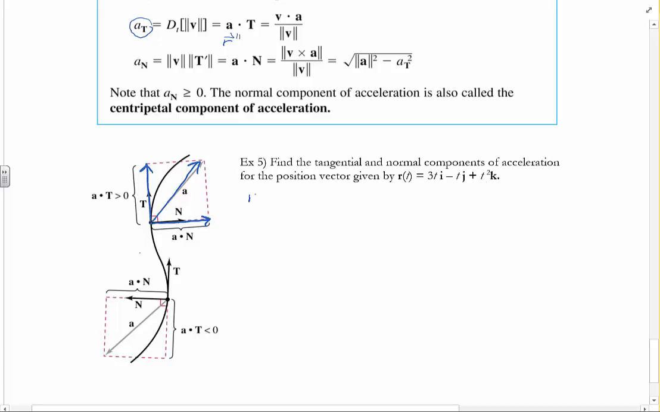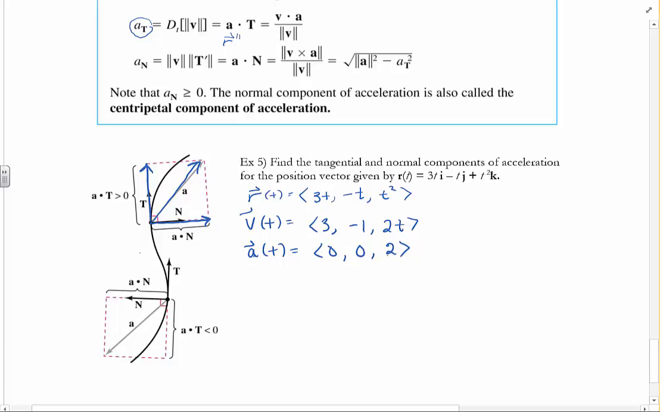So find the tangential and normal components of acceleration for this guy. Okay, fine. So r of t is given by 3t, negative t, t squared. Then v of t is your derivative: 3, negative 1, 2t. And then a of t is 0, 0, 2.